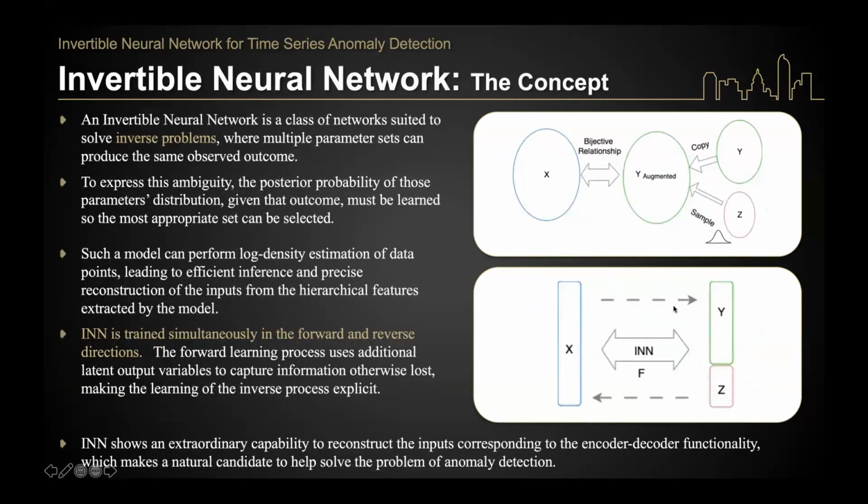This is that simplistic drawing. There's an X, a Y, and the latent space Z, and we are looking for this bijective function F, which can do these transformations. These networks are simultaneously trained forward and in the reverse direction, and that forward learning process uses, as I mentioned, additional latent output variables to capture the information which otherwise would be lost.